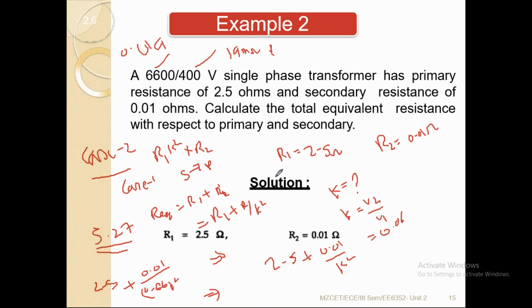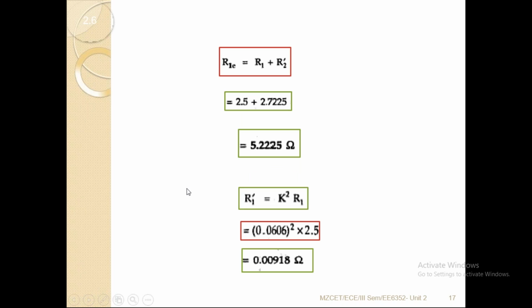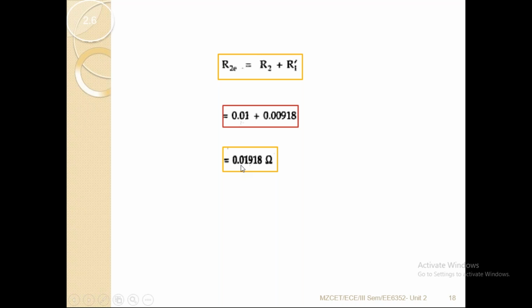Okay, now, so this is the way we need to find the equivalent circuit parameters. So they can ask you problems on this also. So let me check whether your answer is correct or not. See here. The K value is 0.06 and R2 dash is R2 by K square, and finally you will get R1, that is 5.2, and this one is 0.9 when shifted to 0.019. Okay, now so this is the way we have to find that equivalent circuit parameters with respect to the primary as well as secondary.